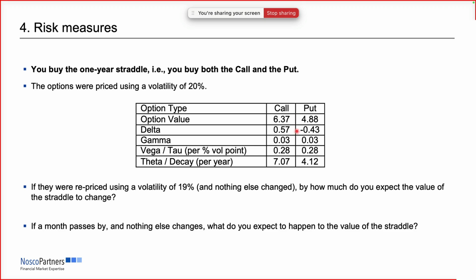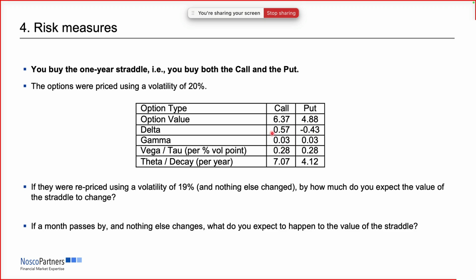Then you have delta, right? What does delta tell you? Delta tells you how much of the underlying you have in your options. So the call has a delta of 57, so 57%. That means right now the call has the same exposure to the underlying as if I had 0.57 underlyings in my hands. The put, on the other hand, a put is a bearish position. I'm long a put. That behaves like a short position in the underlying.